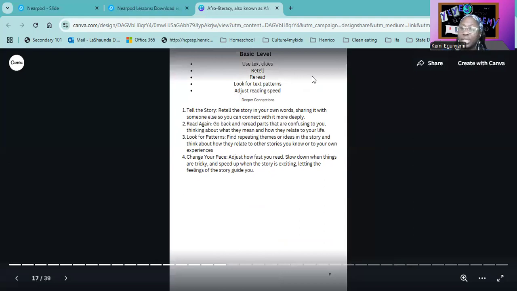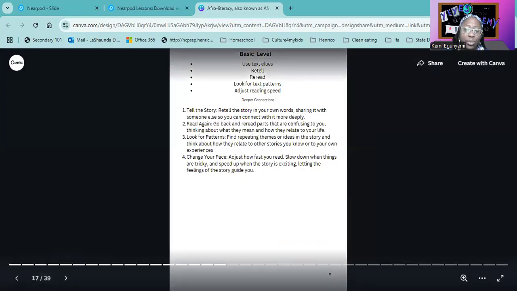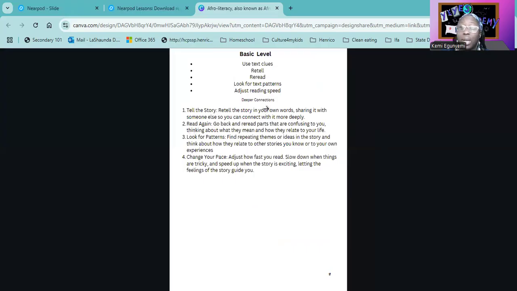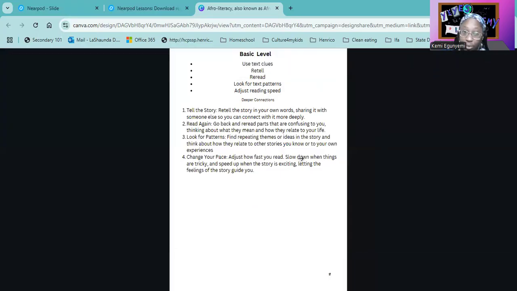So they say basic level, use text cues, retell, reread, look for patterns, adjust reading speed. We want to make sure that we are taking it to the holistic level so that these can be enhanced. We want to make sure that we do the holistic strategies that I just shared with you. Okay. And here are some things. Tell a story to someone else. Change your pace purposely. As a storyteller, when I'm practicing, I have to do some things slow, then fast, then slow, then fast. Let them really get into the oral tradition and connect to the story in that way. And so you should have increased comprehension in that manner if you use the holistic ways to support the scholar.